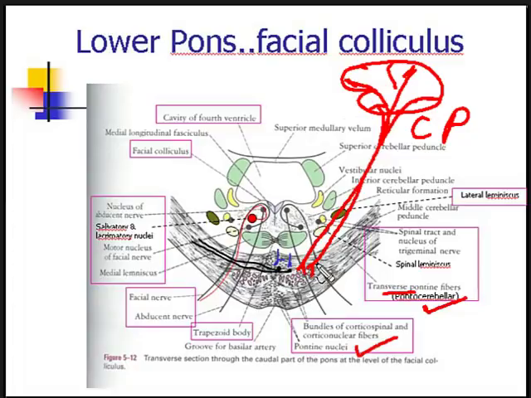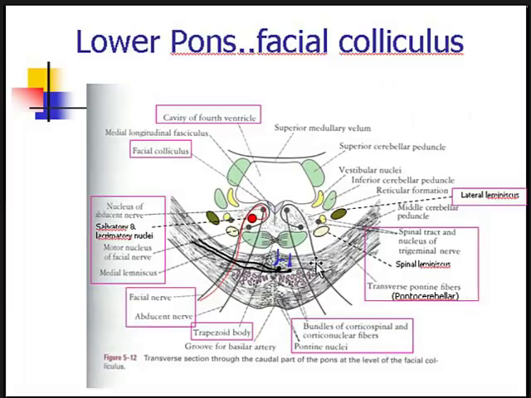Now, I think I've covered most of the nuclei that you have in your notes. Now let us look at the tracts. The motor tracts, we'll see those corticospinal and corticonuclear fibers. Those will be present here, distributed in between these pontine nuclei, and they are broken up into bundles. So in between the pontine nuclei, you have those bundles, as I showed you earlier.